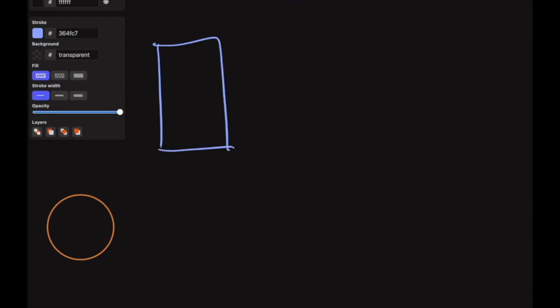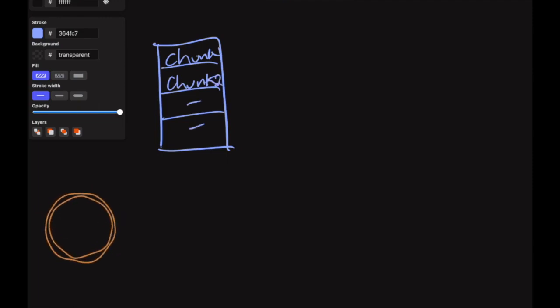Nightshade actually does this by taking each block on the chain and splitting those blocks into chunks. And all a chunk really is, is a subsection of the list of all the transactions in the block. So if I have a block, within that block I'm going to have multiple chunks. And so I could have chunk one, chunk two, so on and so forth.